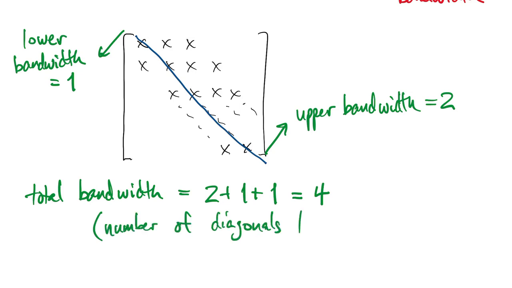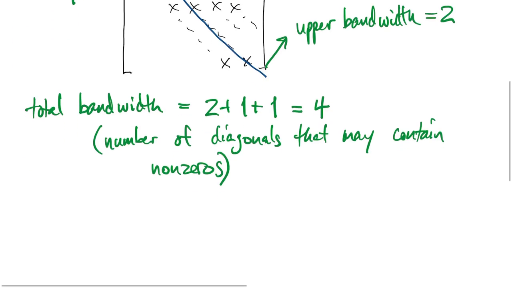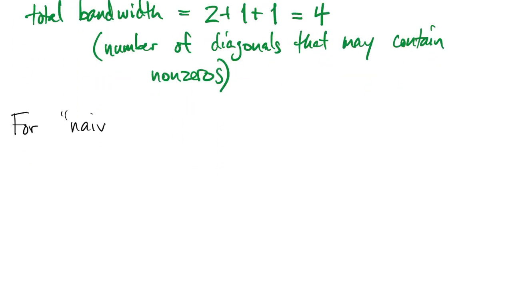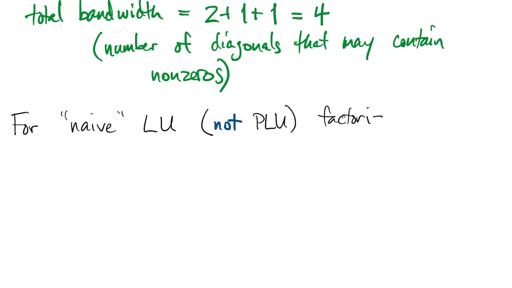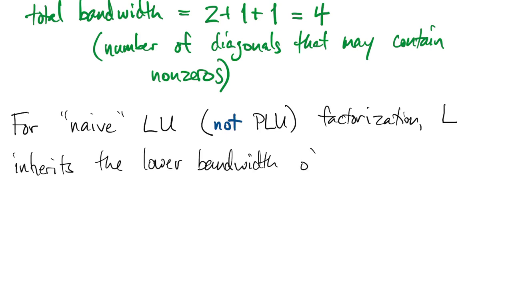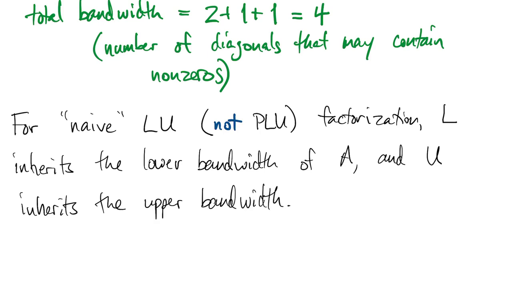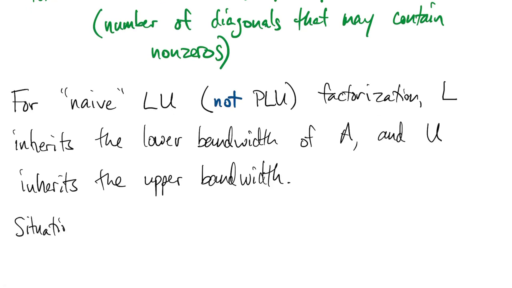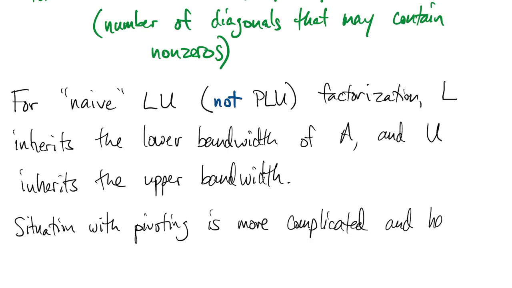So banded matrices often model local interactions. Each variable only interacts with one or a few of its neighbors. If we do naive LU factorization, that is without any pivoting, then the L matrix inherits the lower bandwidth of A, and the U matrix inherits the upper bandwidth of A. The situation gets more complex if you have to add pivoting, which you do for stability in general. It's a little complicated to do so, and we're going to skip that.